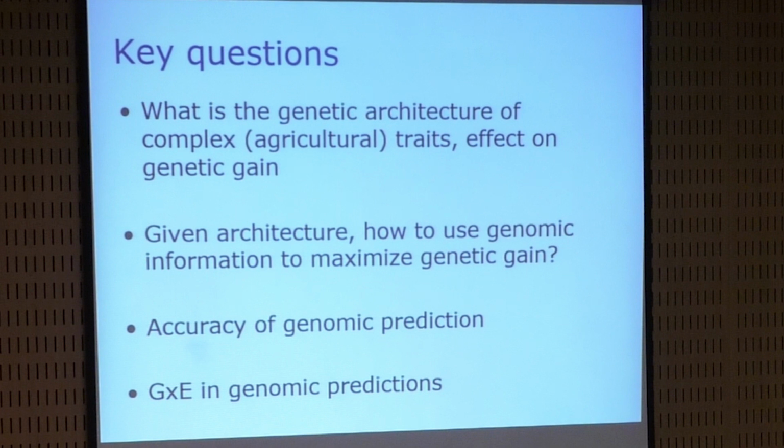The second topic is, given the architecture of the traits that we're looking at, how do we use genomic information that's increasingly available? By this I mean SNP chips, genotyping by sequencing, and so on. How do we actually use that to drive faster genetic gains?